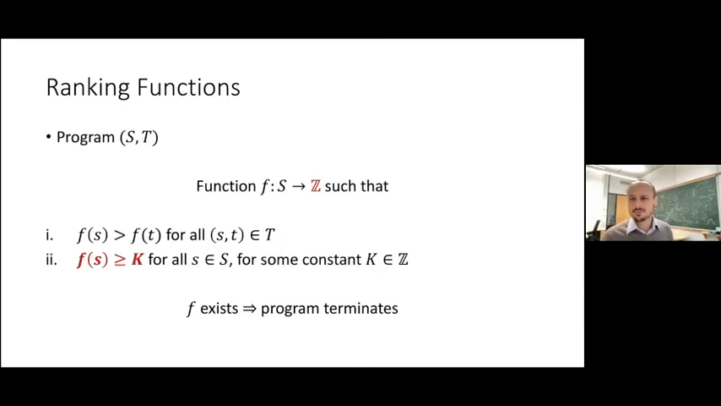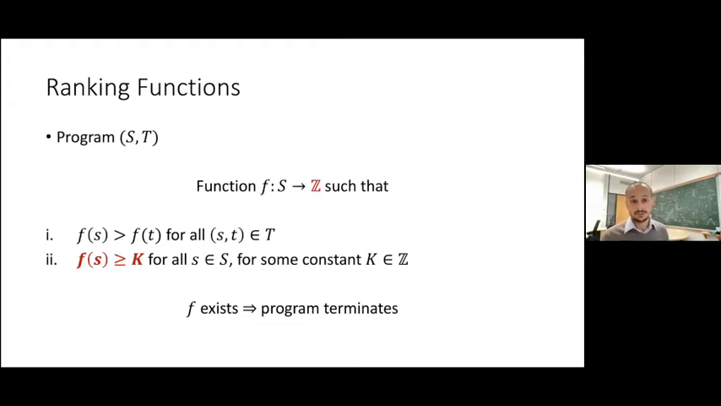Now we're not mapping into some arbitrary well-founded set. We're simply mapping into the integer numbers. So think about a function that maps a state into an integer number. And every time there is a transition, the value strictly decreases. And this function is bounded from below. So I know for sure that this function is bounded from below. And every time there is a transition, it decreases.